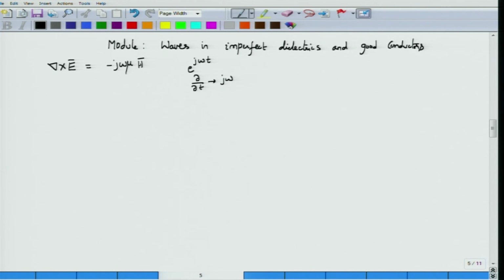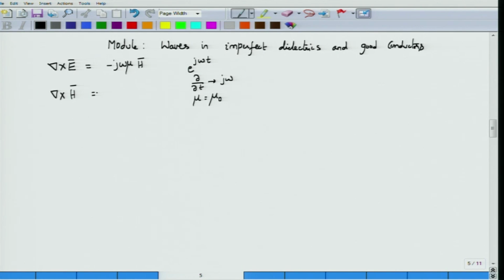Although I am writing mu here, in most cases we will be interested only in mu equal to mu 0. That is, we will be interested in cases where the material medium is explicitly not magnetic. So we will not look at wave propagation inside a magnetic material. That is beyond the scope of this particular course. So although we write mu, you should realize that mu is equal to mu 0. So that becomes Faraday's law.